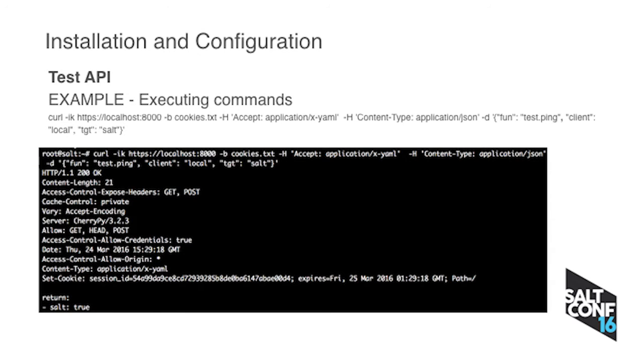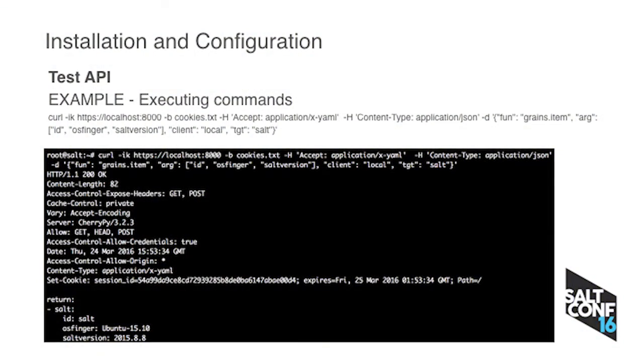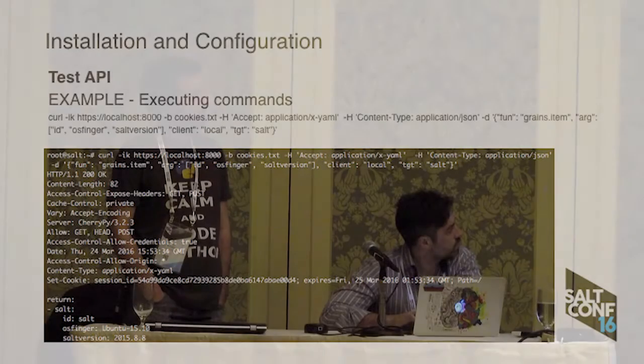In this case, I'm running a test.ping. You can read it here, function test.ping. My target is my Salt server. Another common example, you can get grains items: ID, OS finger, Salt version. Also, I'm running this on my Salt master.